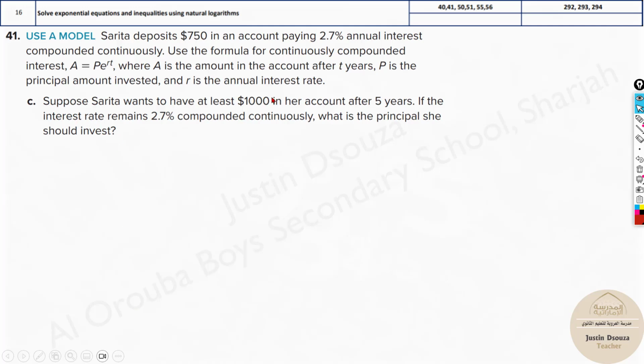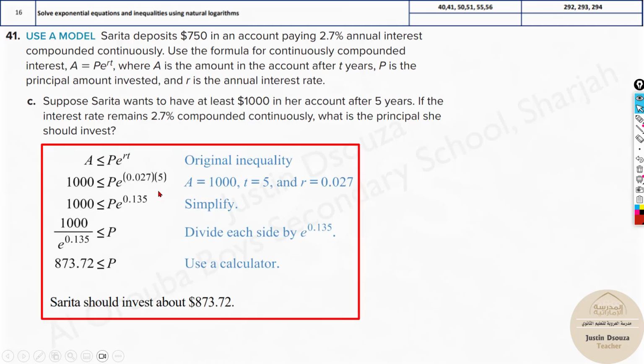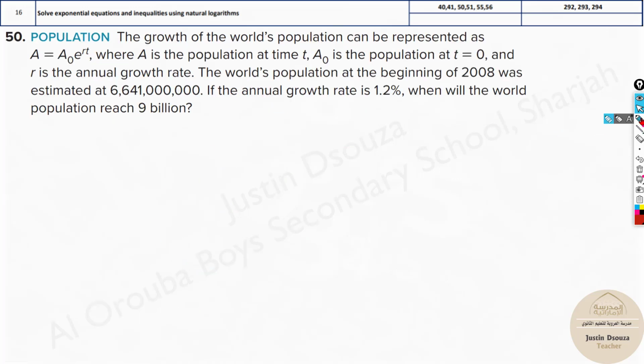Now the last one is, she wants to earn at least $1,000 after 5 years, and the compound rate of interest is the same. So how much money should she invest initially? The P value is unknown. Divide both the sides by this term, and you will get the answer 873.72. So that's how we solve that problem.